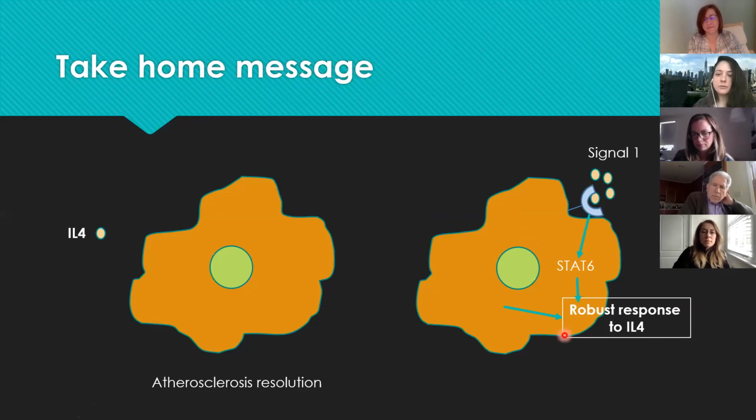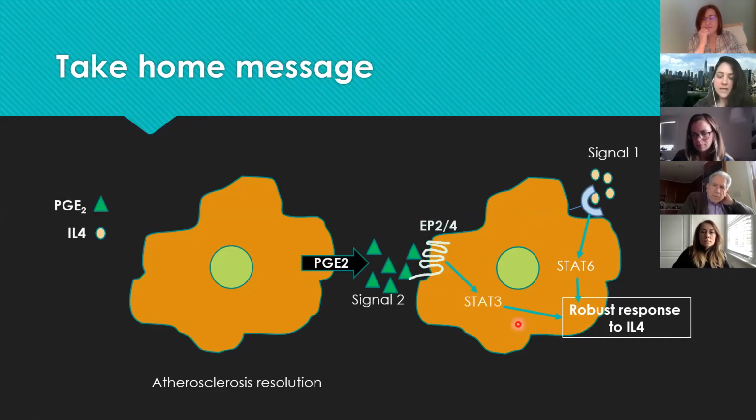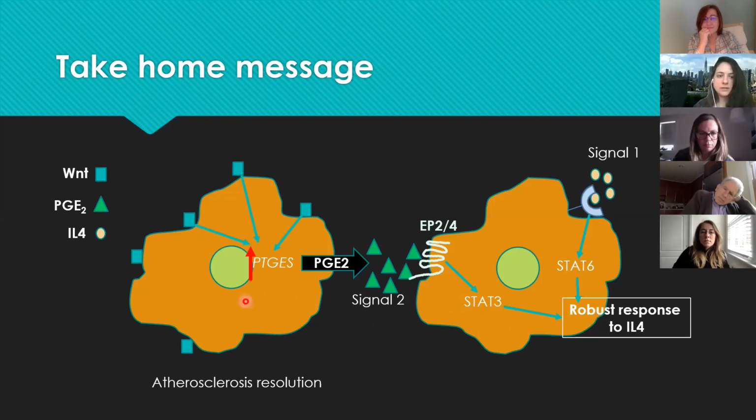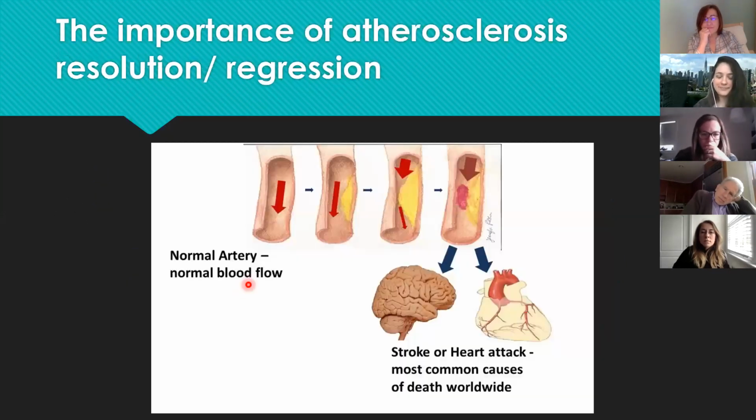To get a full, robust response to IL-4, there's a need for a second signal. And we found that in resolution of atherosclerosis, this second signal is PGE2, or prostaglandin E2, signaling via STAT3. And this PGE2 is produced in response to Wnt signaling. So now for the data.